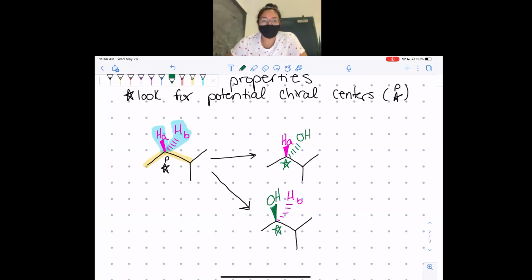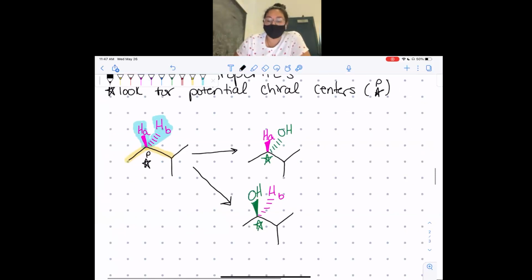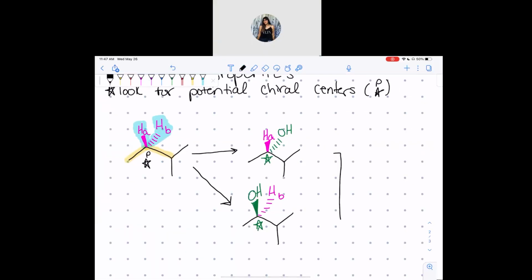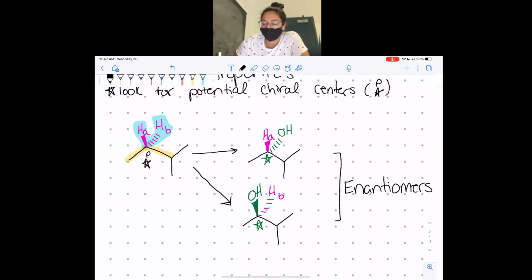So this is again chiral, but the groups are flip-flopped. So one of these is going to be R and one of these is going to be S. If we have two molecules that have one chiral center and are opposite at that chiral center, what is their relationship? They're enantiomers. Yes. So these two will be enantiomers.